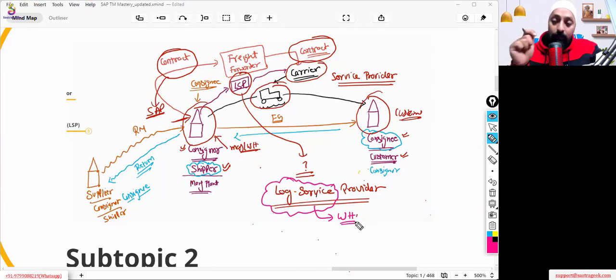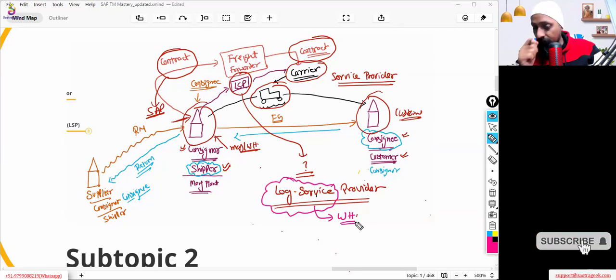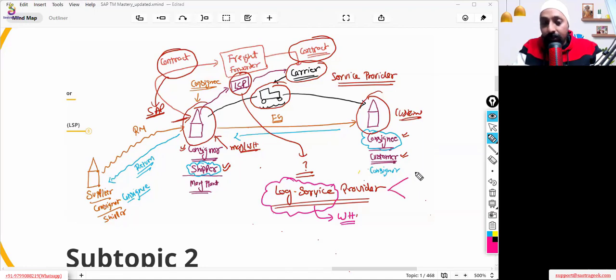In certain areas and regions, they would also have their own transportation. And then this logistics service provider can have a direct contract with the freight forwarders, or a direct contract with the carriers to get their things done. But it would be a bigger company, and system-wise, it's also a bigger company.